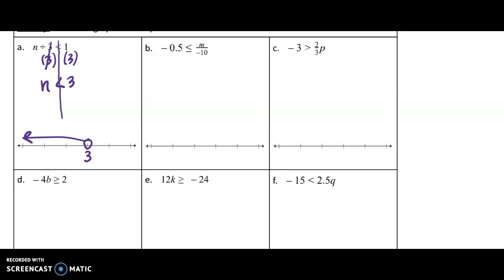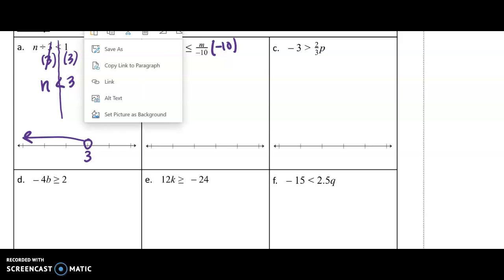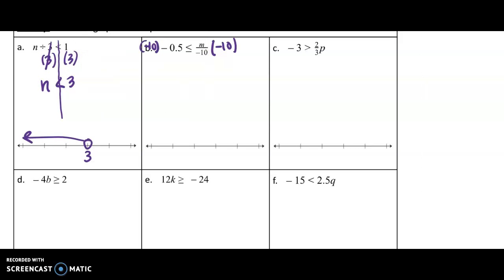Now I have negative 5 is less than or equal to m divided by negative 10, sorry. So we're going to multiply by negative 10 on both sides. These cancel. So I have m is less than or equal to, and then times 10, so this is 5. However, we multiplied by a negative on both sides, so my inequality has to be flipped.